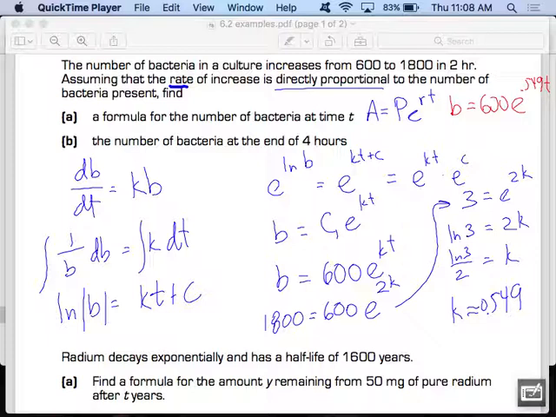Part B, number of bacteria down to 4 hours. What do I do now? I put in 4 for t. Go ahead, I'll wait.